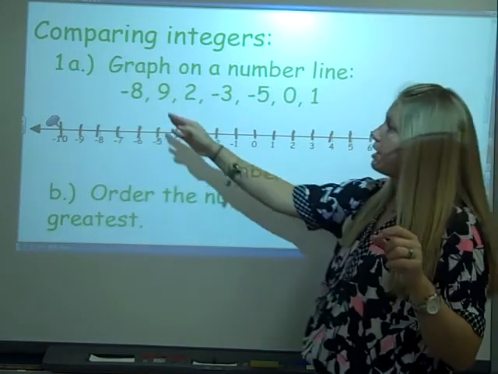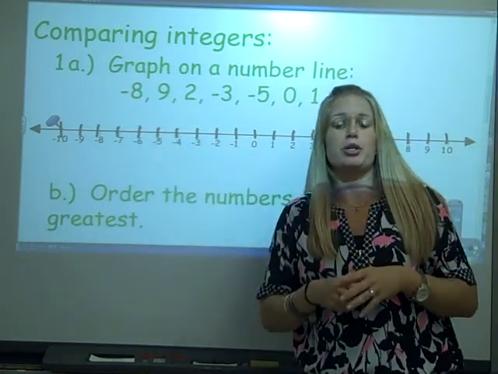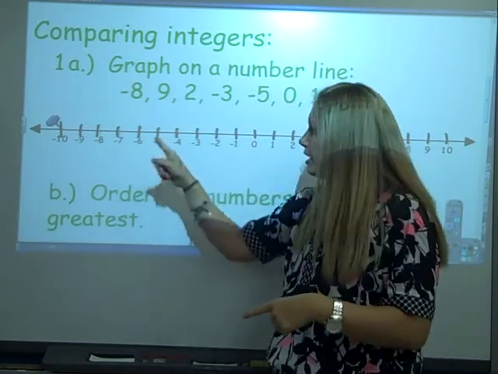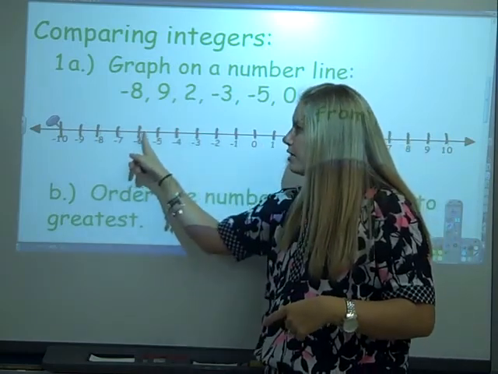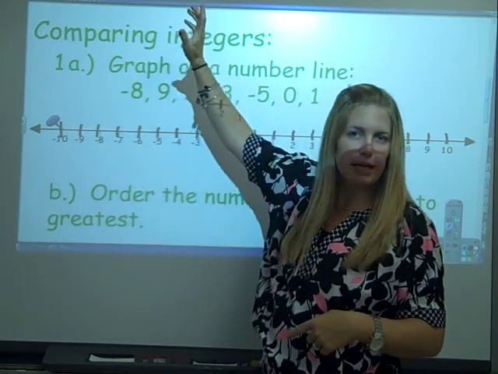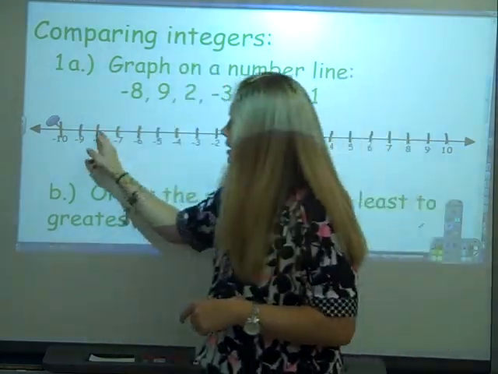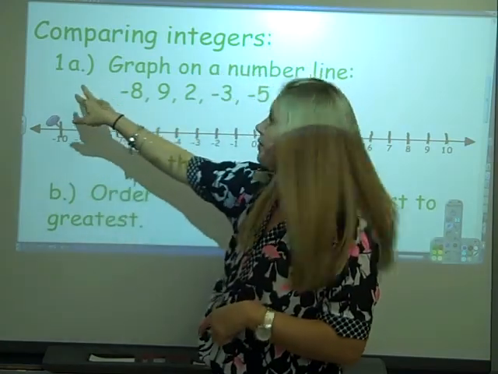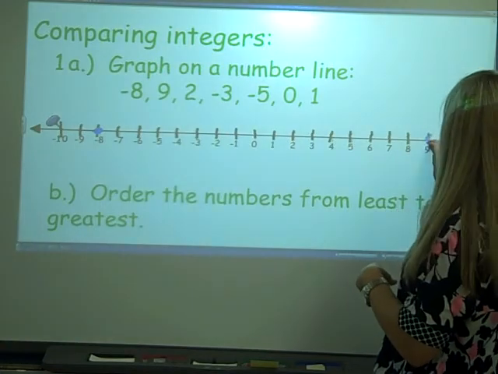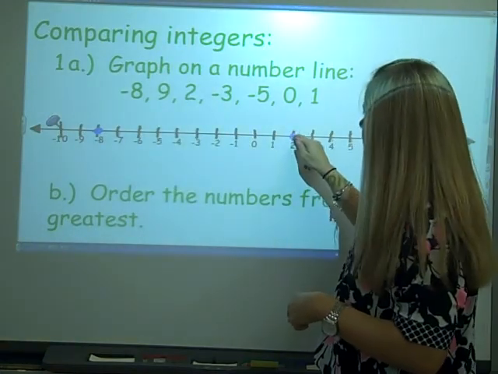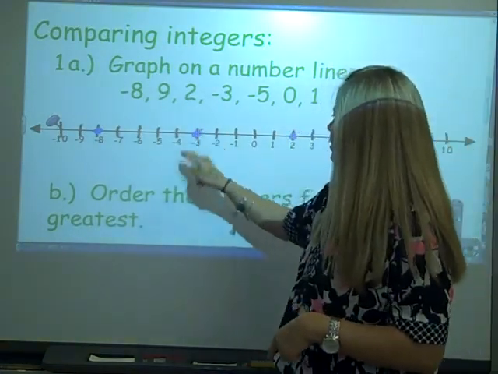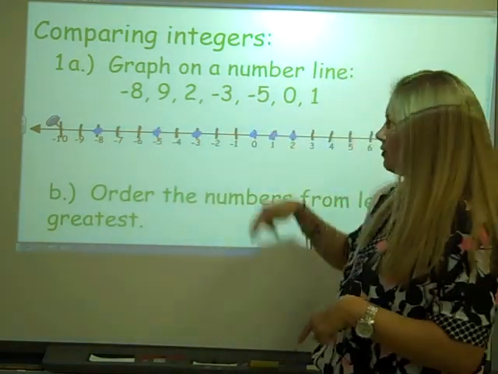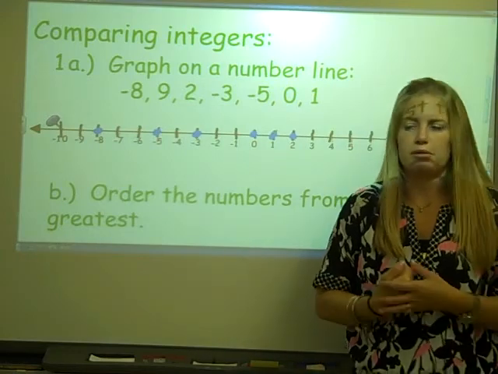Step 2, we're going to graph these on number line. By graphing them, you're going to put a dot. The dot must be on the intersection of the line where the tick mark and the line is, not floating up in the air. So negative 8, here's negative 8, I put the dot right there, not hanging in the air. 9, here's positive 9. 2, negative 3, negative 5, 0, 1. Now I've graphed all of my numbers.